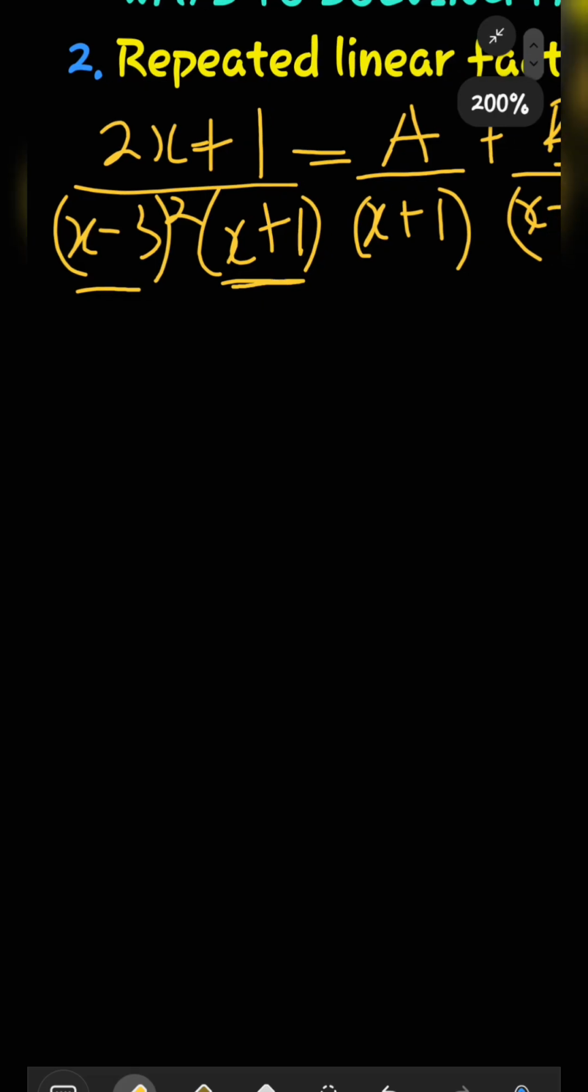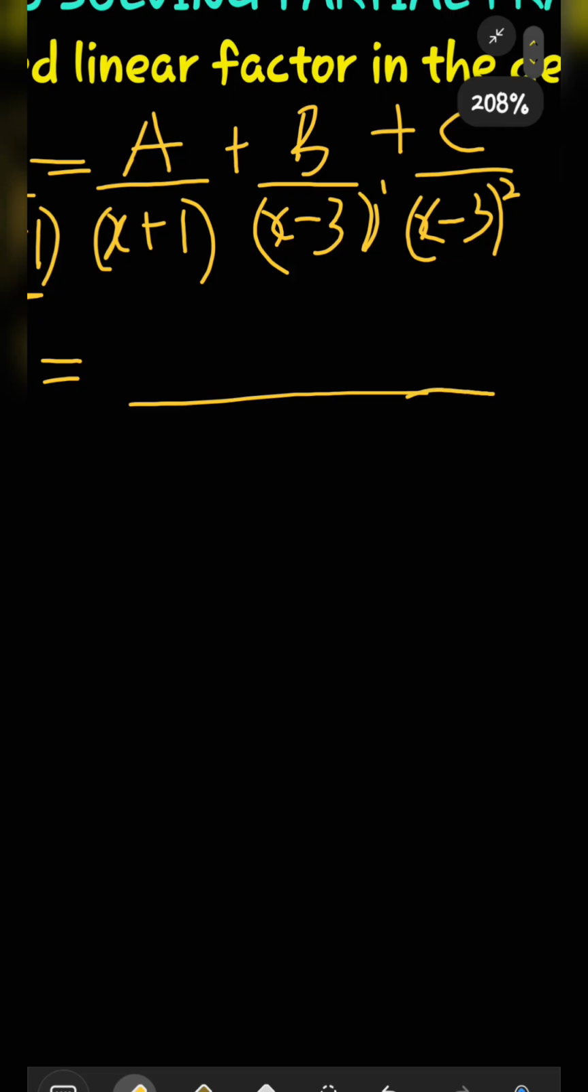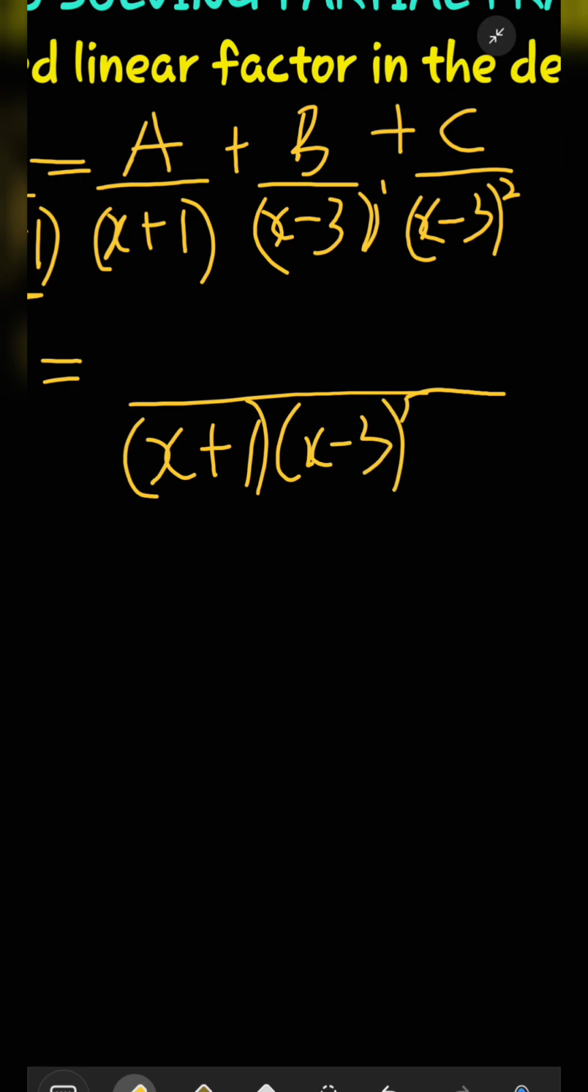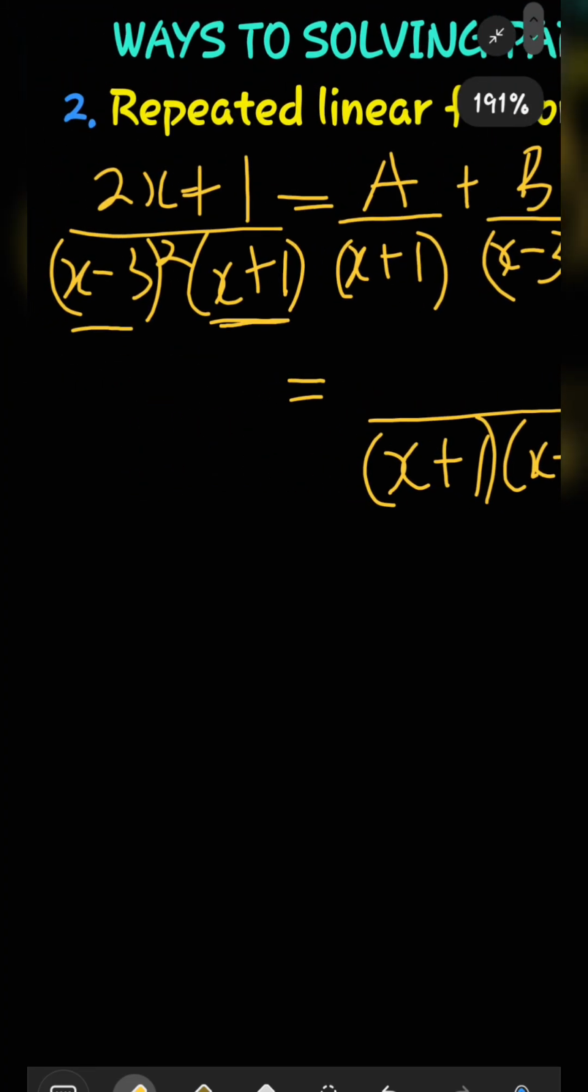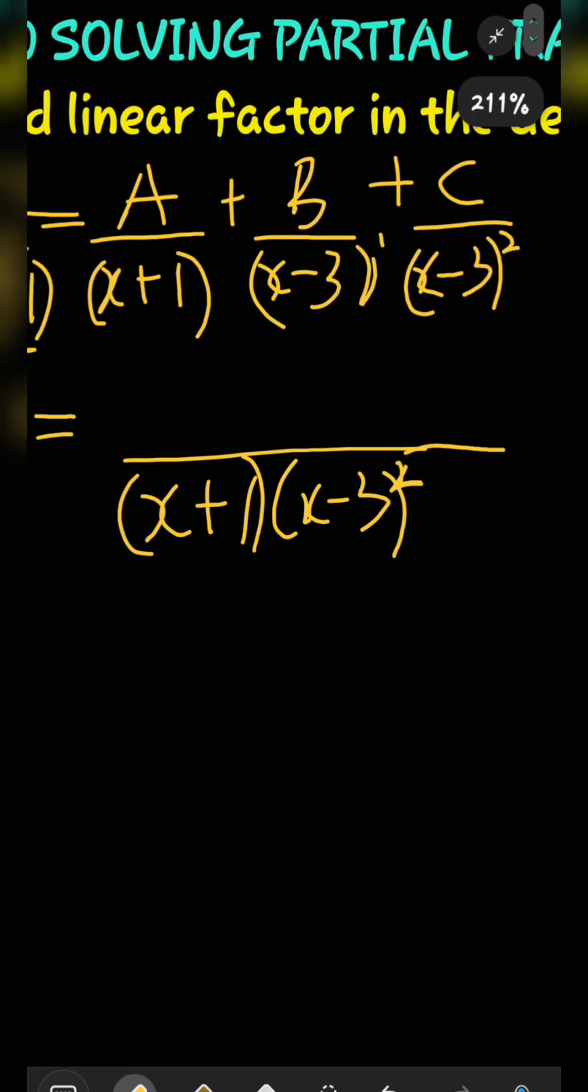Now, the next thing is that we are going to collect the LCM of this value. So the LCM of x plus 1, x minus 3 all squared is going to be x plus 1, x minus 3 all squared. A trick that I use to remember the LCM is to look at the denominator of the fraction that we are changing to partial fraction, and I just repeat the same LCM. So we have x plus 1, x minus 3 all raised to power 2.